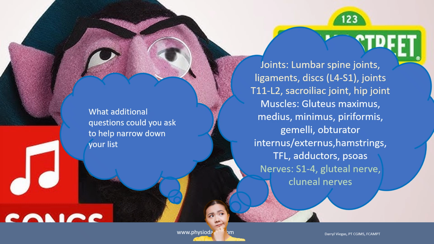When we start thinking about local muscles, that could include gluteus maximus, medius, minimus, piriformis, gemelli, obturator internus and externus. We do have the hamstrings, the tensor fascia lata, the adductors, and the psoas. And we could also start thinking about potential referrals of the nerves from the S1 to S4, the gluteal nerves, and the upper lumbar nerves, which become cutaneous over the glute, the lateral thigh, and the groin, are sometimes referred to as the cluneal nerves. Now, that's a pretty exhaustive list of potential structures we might have to rule in and rule out. So what additional questions might you ask to help narrow down this list to hopefully a more manageable 3?